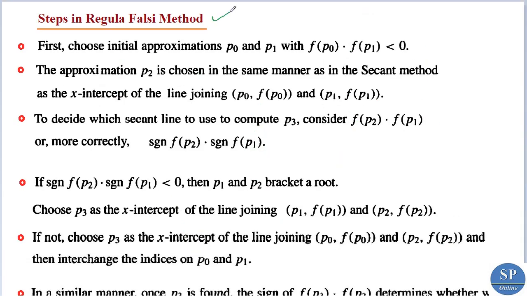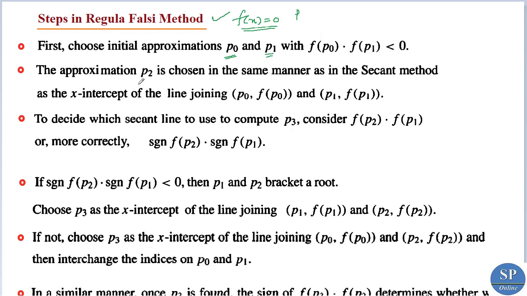Now, steps in regula falsi method. Suppose we need to find the approximated root of the equation f of x equal to 0. Let p be the actual root of the equation. First, we need to choose initial approximations p0 and p1 such that f of p0 into f of p1 is less than 0. That is, f of p0 and f of p1 are of opposite signs.